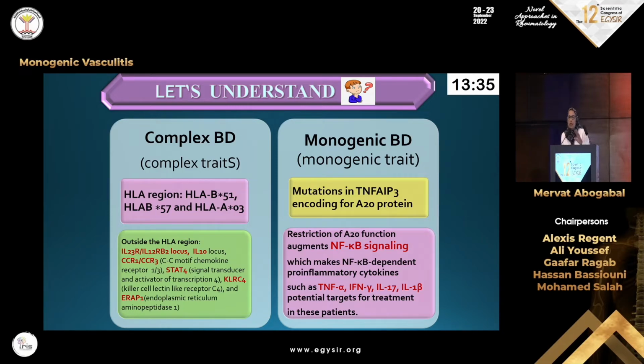On the other hand, there is a monogenic variant of Behçet disease, which results from a single gene mutation, the gene encoding for A20 protein, which results in loss of function and deficiency of this protein, which augments signaling in the nuclear factor kappa B pathway with increased production of pro-inflammatory cytokines dependent on this pathway.